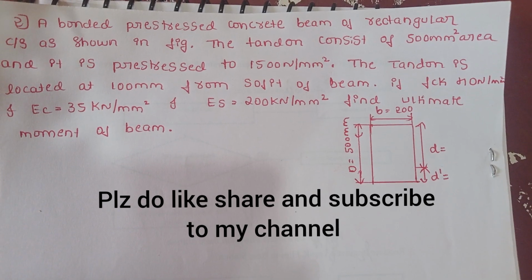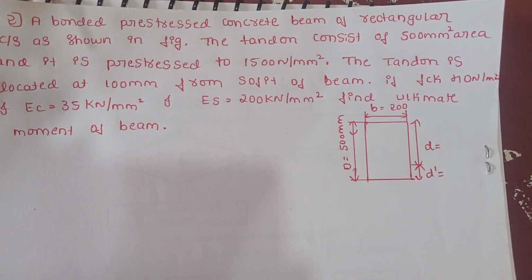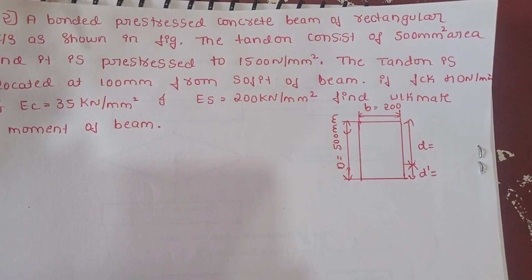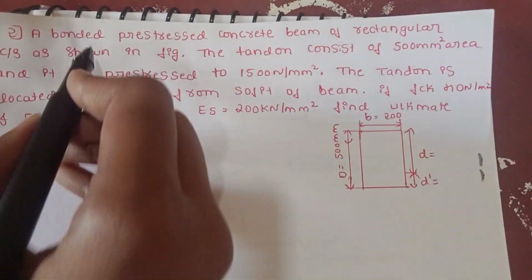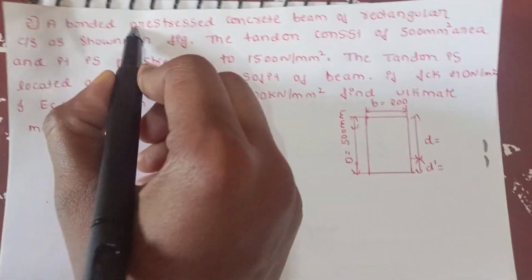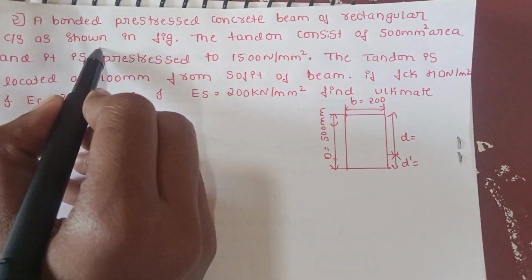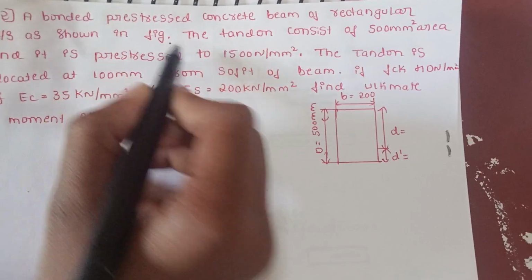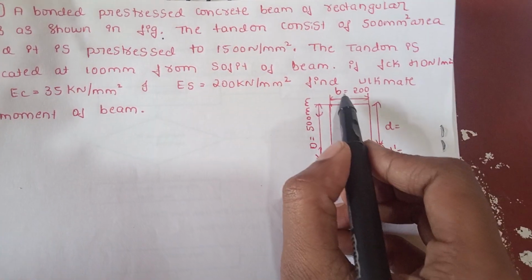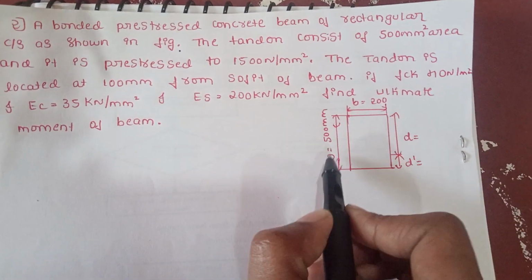Last class we discussed problems on pre-tensioned prestressed concrete beams. Now continue with problem number 2. A bonded prestressed concrete beam of rectangular cross section is shown in the figure, where B is 200 mm and D is 500 mm. Write the data.